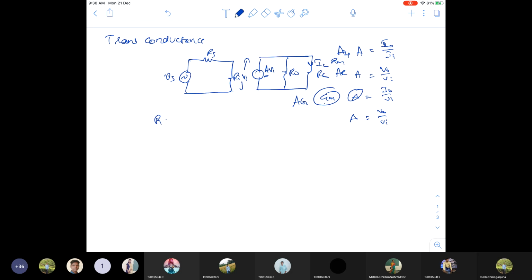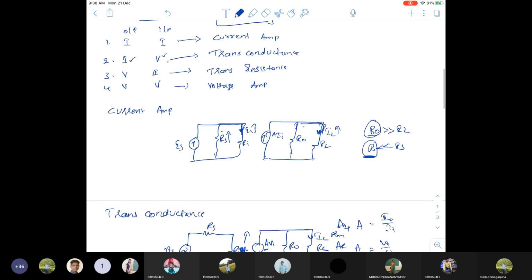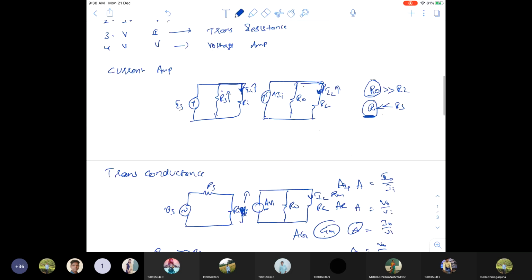In order for the current to be high, R should be far greater than RL, that we know, and the voltage should be high. The voltage drop will be high, so that particular resistance will be high. Then only you will get maximum voltage. So RA is far greater than RS. This is the relation for transconductance. Like this, we discussed the remaining trans resistance and voltage amplifier also. So these are about the basic amplifiers.